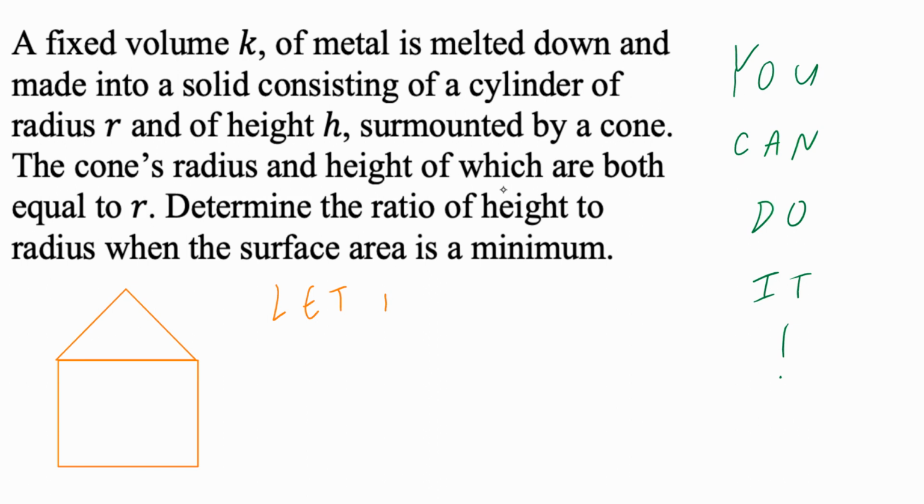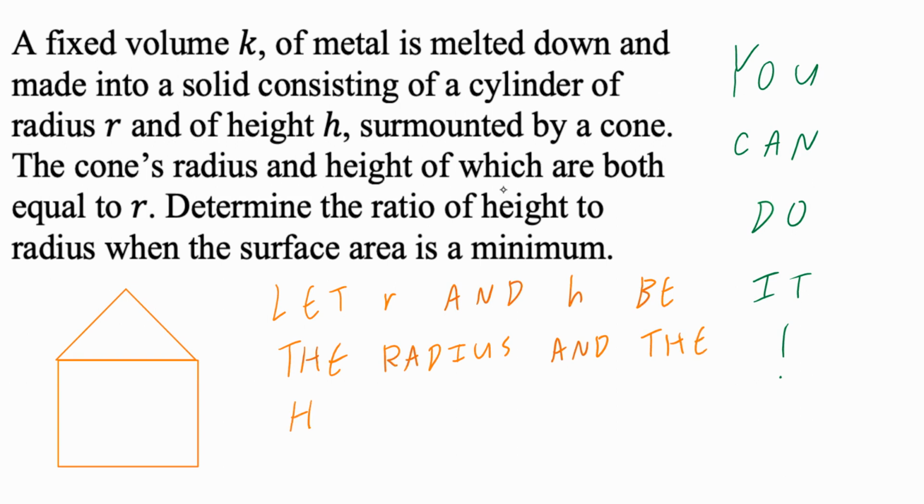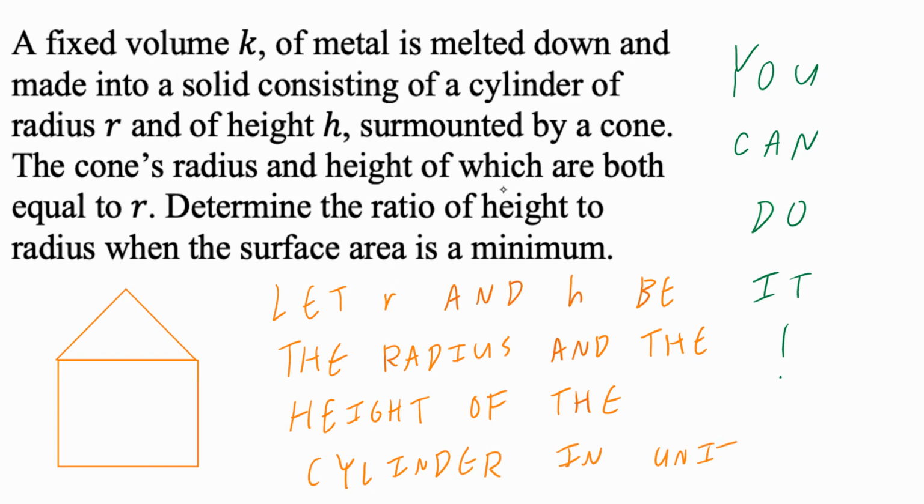Let R and H be the radius and the height of the cylinder in units. Now, if you go back and you label this, there's the height, there's the radius, just like that.